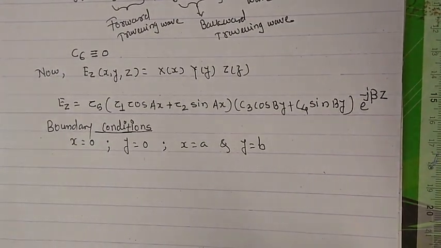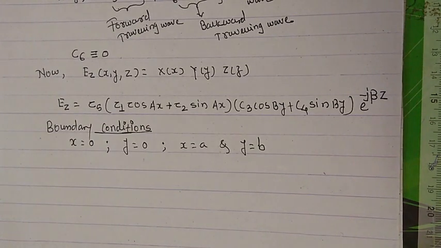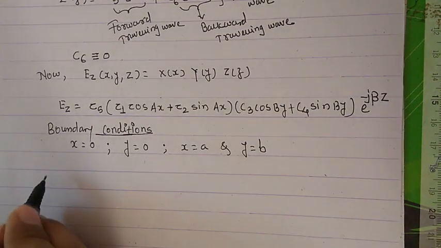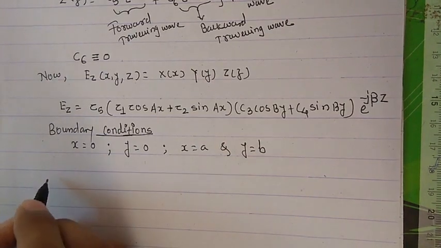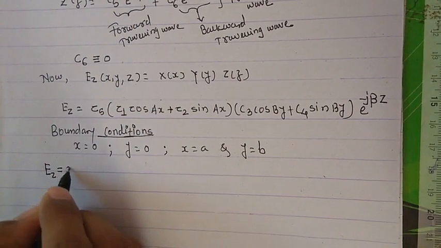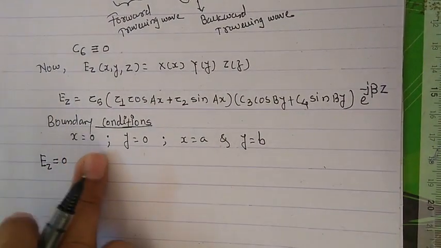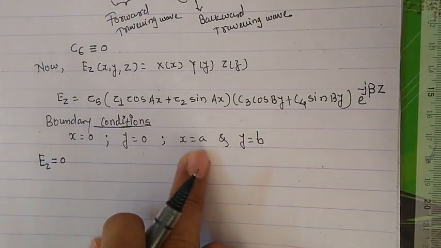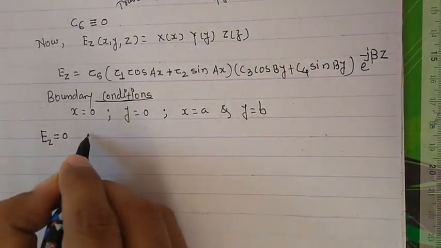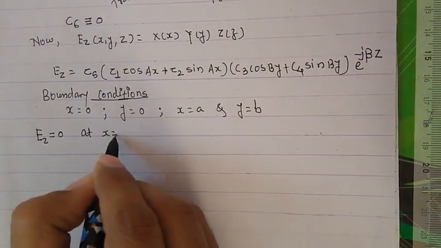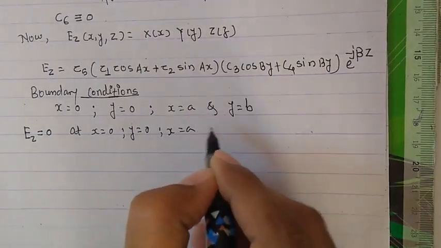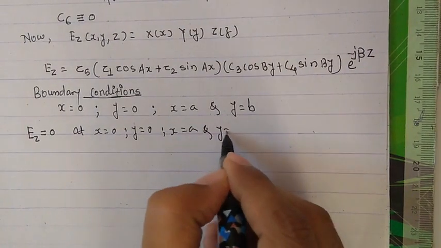Now the tangential component of the electric field should be 0 at the conducting boundary. So the tangential component is Ez. Ez has to be 0 at x equal to 0, y equal to 0, x equal to a, and y equal to b. So this should be 0 at all these boundaries. This is the boundary condition we are applying.